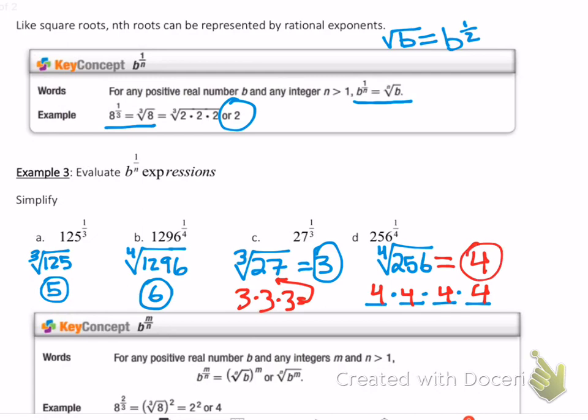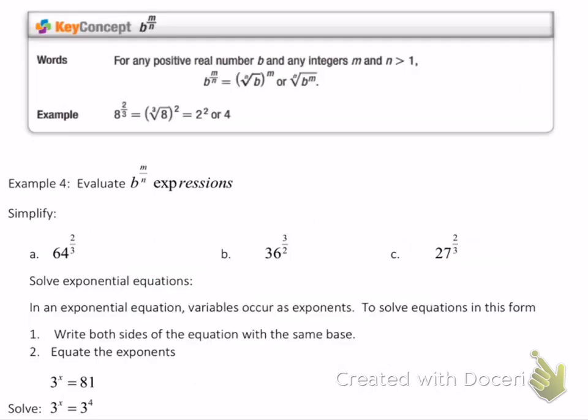So we'll touch upon that briefly a little bit more tomorrow. Why don't you keep scrolling down? Next, what do we do when we have more complicated fractions? So when we have b raised to the m over n, where m and n are numbers, now what?